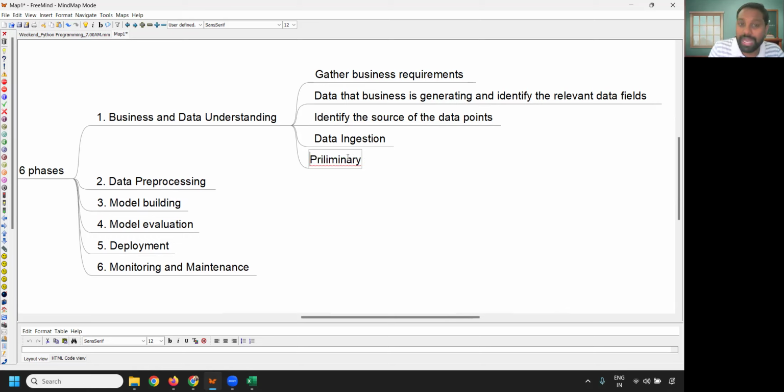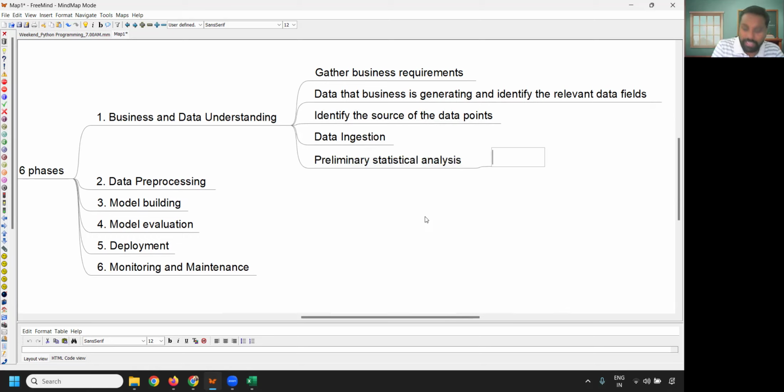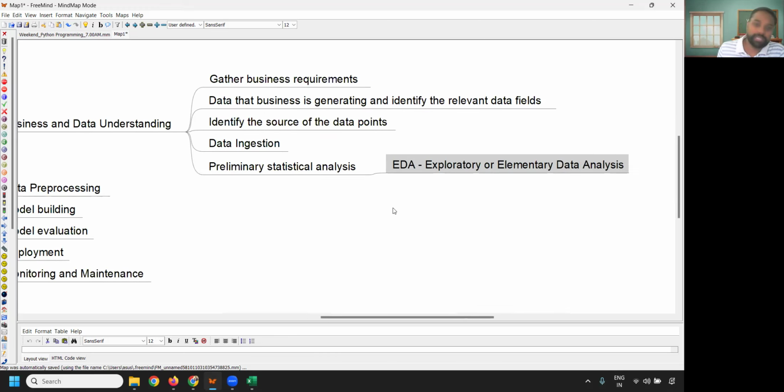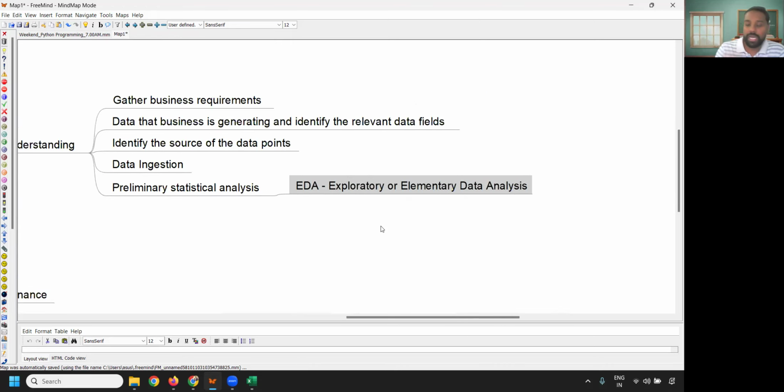EDA, right? Exactly. Preliminary statistical analysis is nothing but EDA. EDA means exploratory or elementary data analysis. This basically gives us a lot of meaning out of the data points that we have collected.